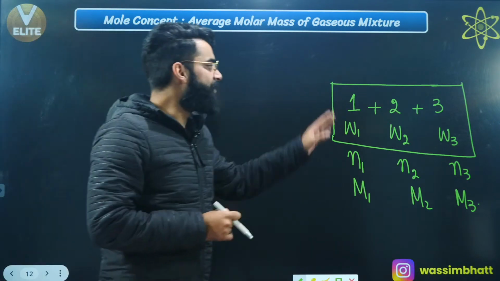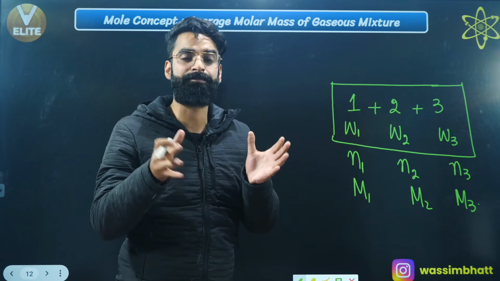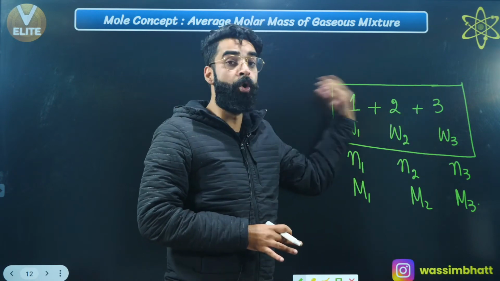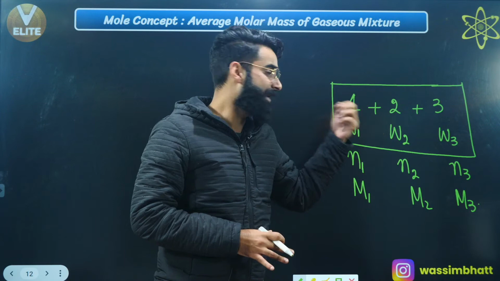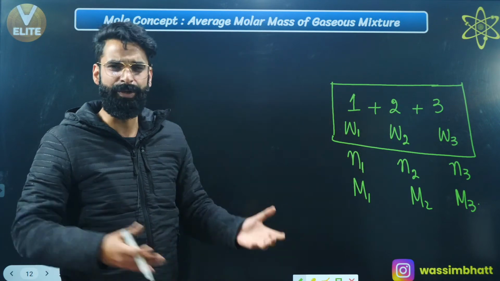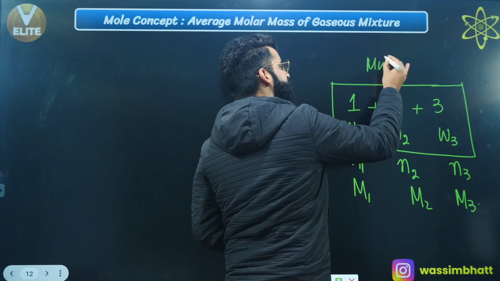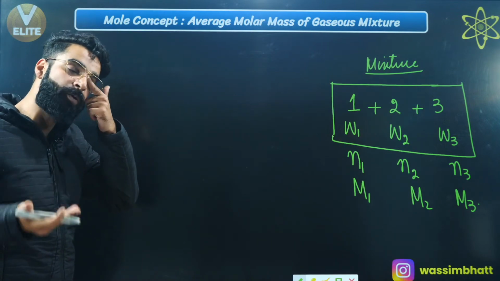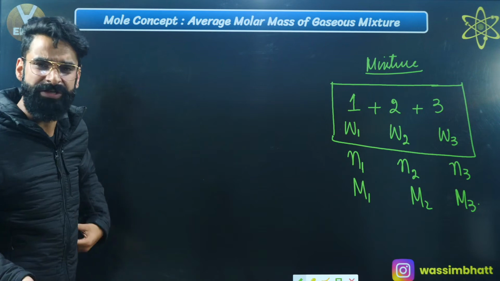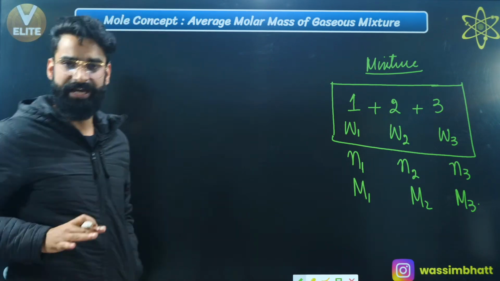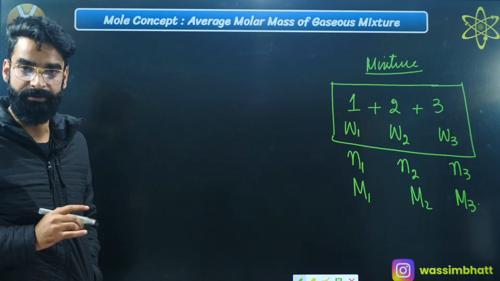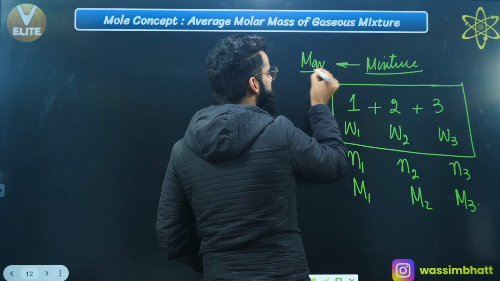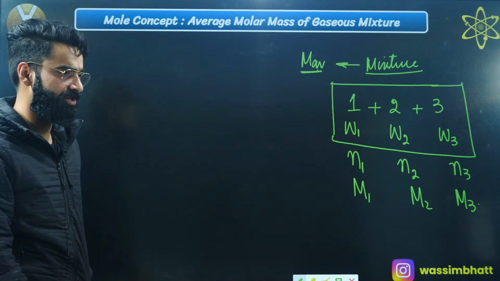Remember, whenever you have more than one gas present in a container, it's a gaseous mixture, right? And for the gaseous mixture, we define one more new term, which is called the average molar mass of the gaseous mixture. That's represented by MAV. MAV is called the average molar mass of the gaseous mixture, right?